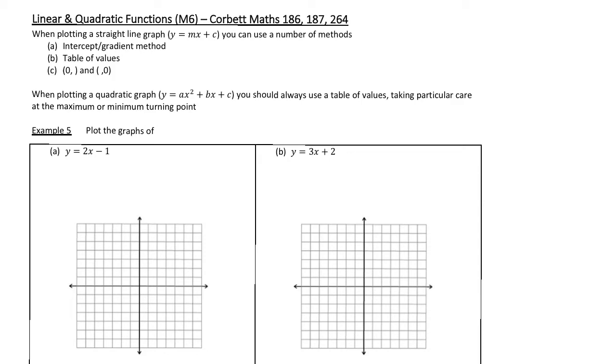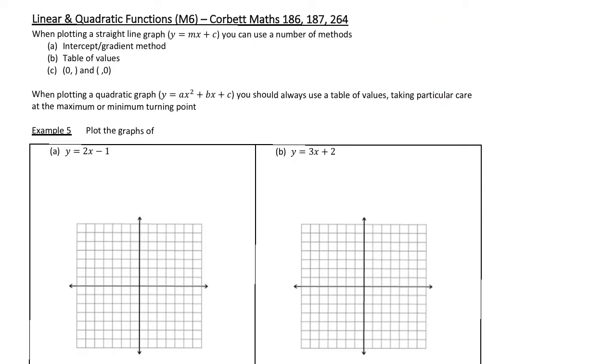Linear and quadratic functions. When plotting straight line graphs of the form y equals mx plus c, hopefully we'll remember that the m stands for the gradient and the c is the y-intercept, the gradient being how steep the line is, and it tells you for every 1 unit to the right we go, how many units up or down we go.